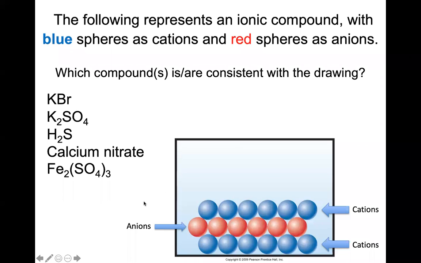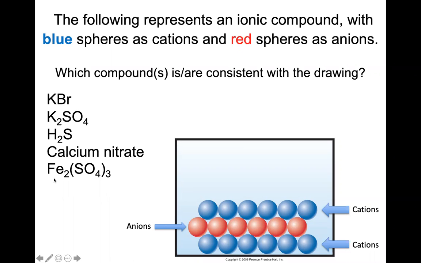So the very first one at the top, KBr, I would call that potassium bromide. Is that an ionic compound? Yes. Does it have two cations for every one anion? It does not. It looks like it is a 1-to-1 ratio, so I could rule out potassium bromide.